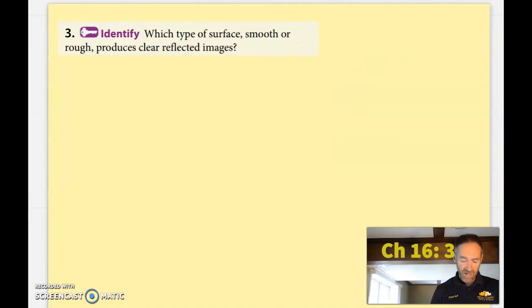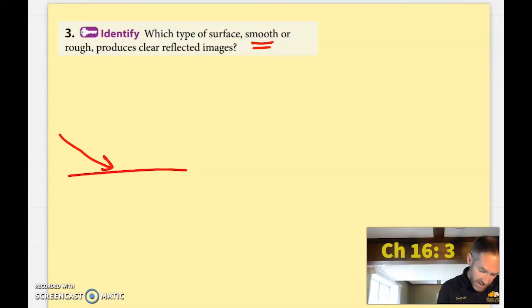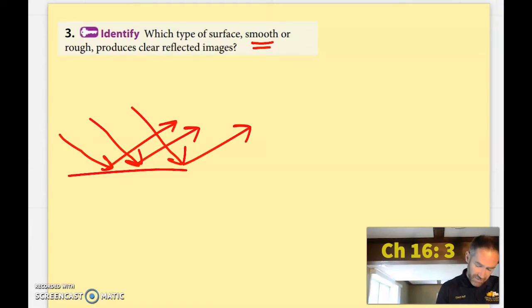Number three says, which type of surface, a smooth one or a rough one, produces clear reflected images? Well, it's going to be the smooth one, and here's the reason. It's the smooth one because whenever the surface is smooth, the incident light rays coming in, maybe they're parallel to each other, they're going to reflect and they're going to stay parallel to each other, you see? And so whenever you're standing over here looking at this, they're going to get into your eye in the same orientation as they started off with. They're not going to get all jumbled up.